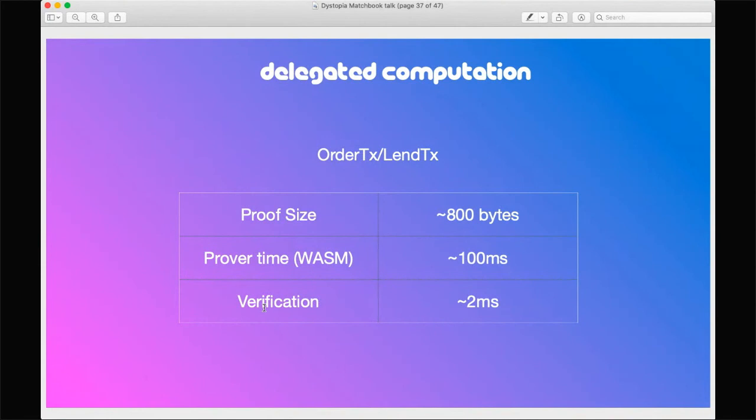Some of the performance parameters. Our proof size is around 800 bytes. Prover time comes out to be around 100 milliseconds, and verification time is around 2 milliseconds. If you're curious how the QuickBooks transaction performs, it's in the doc. QuickBooks transactions take about 30 milliseconds, and verification is around 10 milliseconds there.